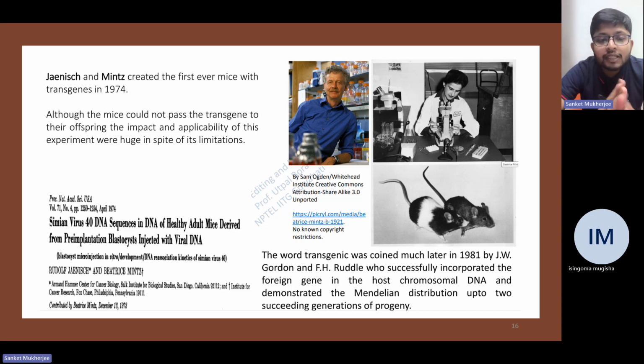So the word transgene was first coined much later, in 1981, by J.W. Gordon and F.H. Ruddle, who successfully incorporated the foreign gene in the host chromosomal DNA and demonstrated the Mendelian distribution up to two succeeding generations of progeny.